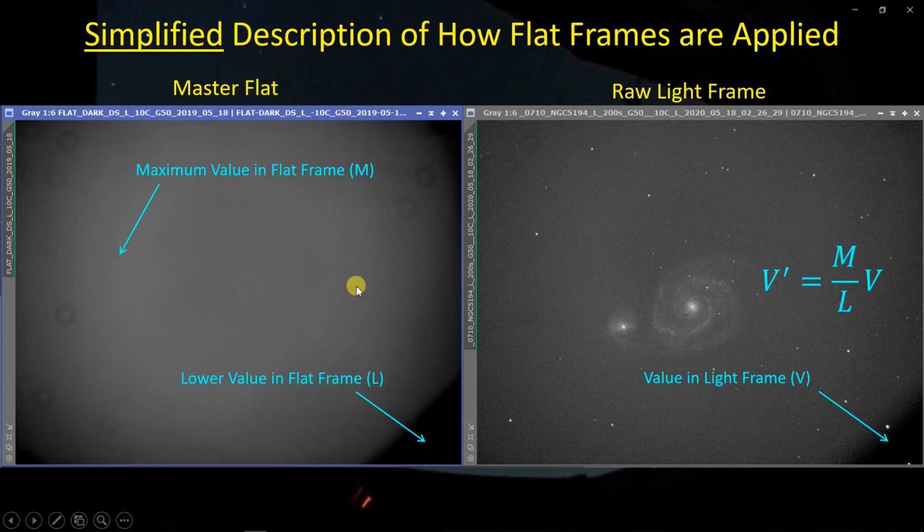Somewhere else, everywhere else, there are values in this image that have intensity levels less than M, and I'll just point to an area over here in this off-axis guider shadow. We'll call that L. Over here in the raw light frame, so this is an uncalibrated light frame, at that same location there's some value V, in this shadow.